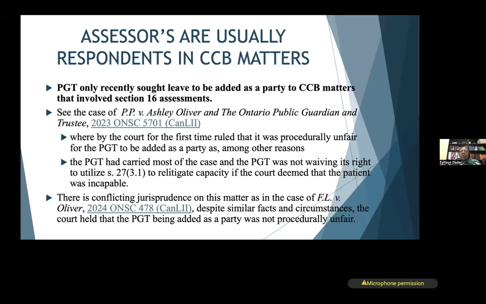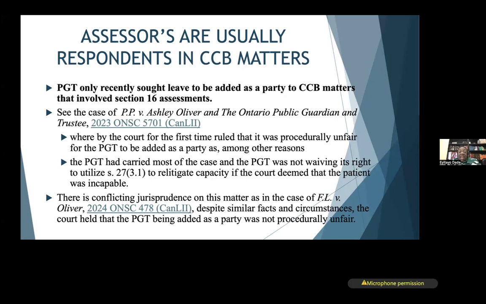I cannot end this without talking about Kelley's matter. Assessors are usually the respondents in CCB matters. Recently, we've had the PGT seeking to be added as a party to CCB matters that involve Section 16 assessments. And in the case of PPV Ashley Oliver, the court for the first time ruled that it was procedurally unfair for the PGT to be added as a party, among other reasons, because the PGT had carried most of the case and the PGT was not waiving its right to utilize Section 27.3.1 to relitigate capacity if the court deemed that the patient was incapable.